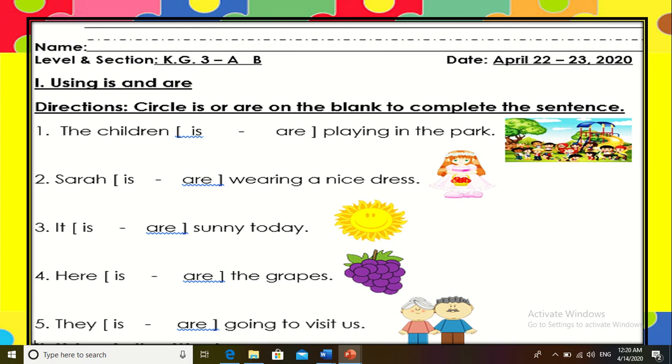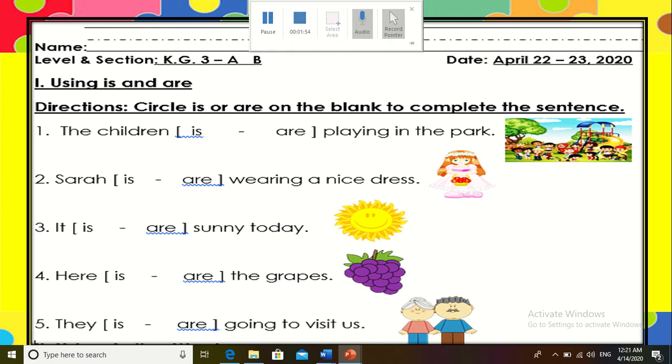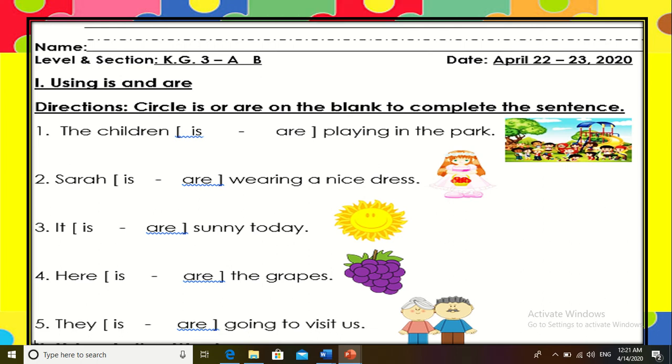The first part of our revision worksheet is using is and are. Directions: circle is or are on the blank to complete the sentence. Do you still remember the use of is and are? We use is if we only have one noun or pronoun. And we use are if we have more than one, or two or more nouns or pronouns.